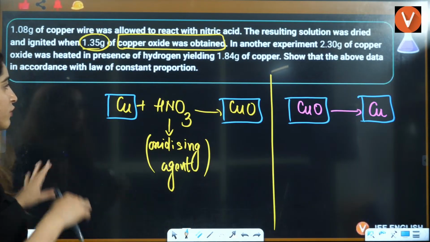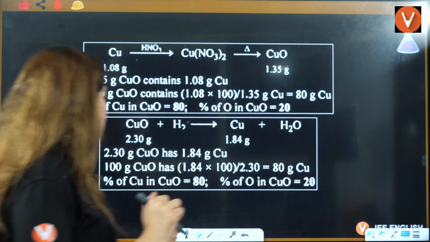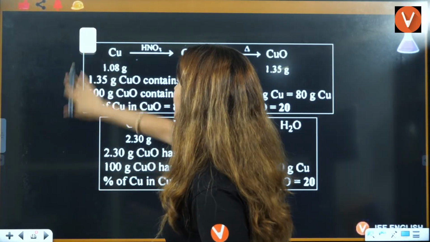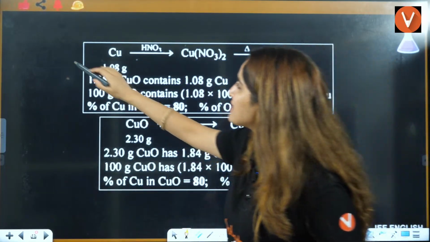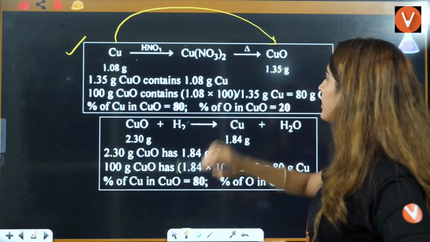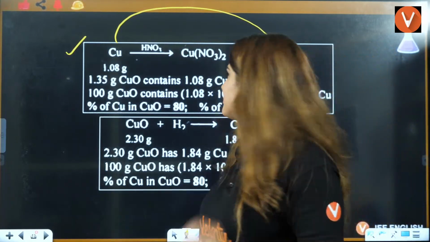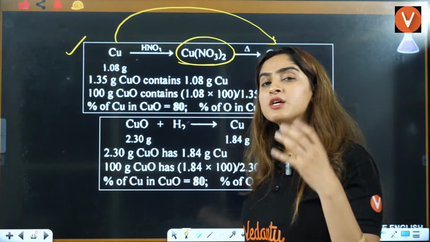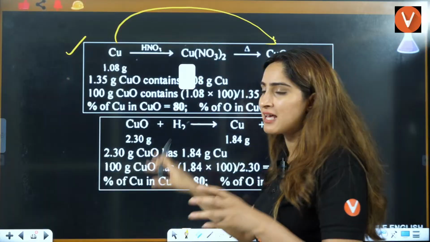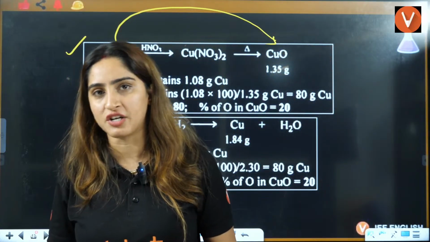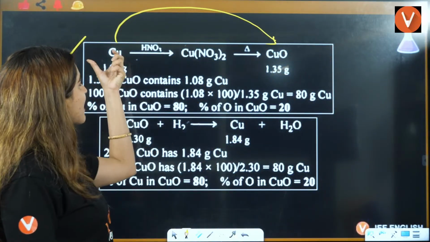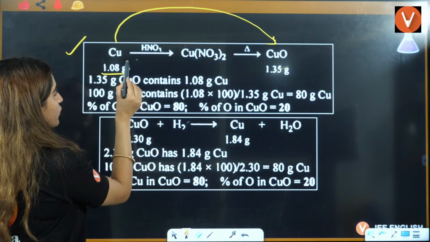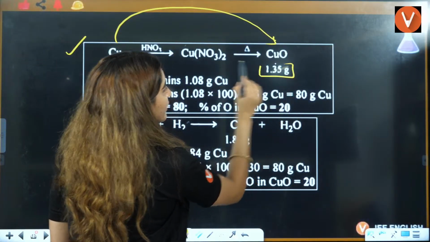Now we will answer this very easily because we know that we have two experiments, the first experiment and the second experiment. In the first experiment, copper is getting converted into copper oxide. Do I have to work this out? No, because you should know only one thing, that nitric acid is a very strong oxidizing agent. So it is going to oxidize copper to copper oxide. These variables are given to you: this is 1.08, this is 1.35.